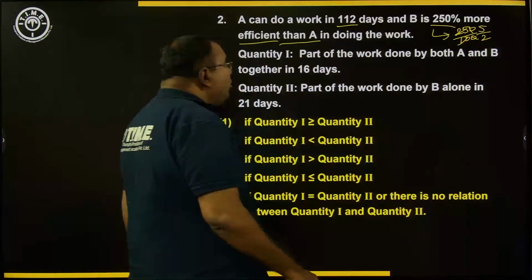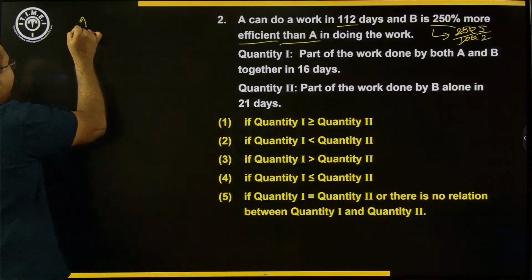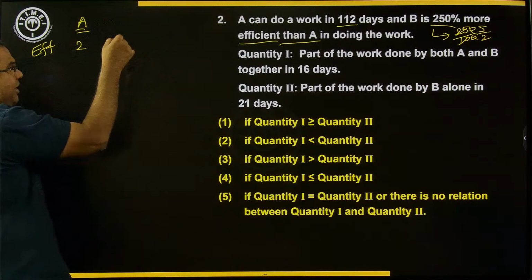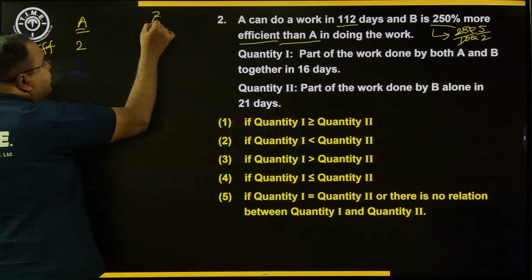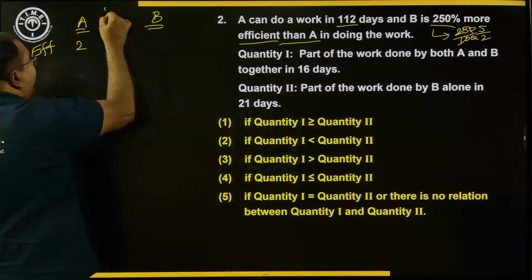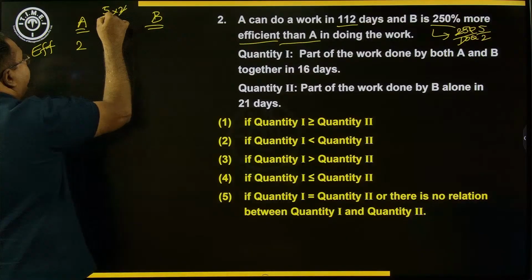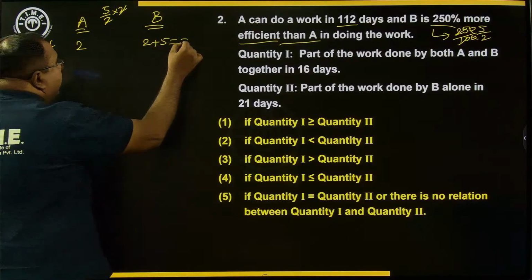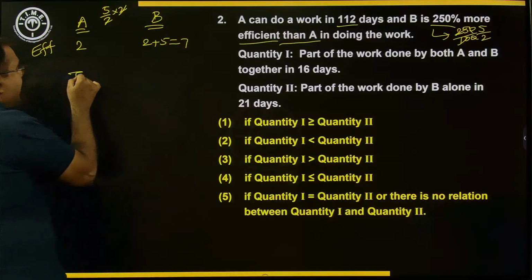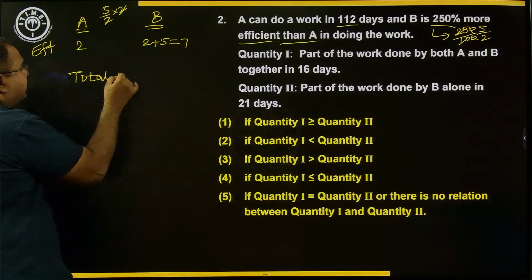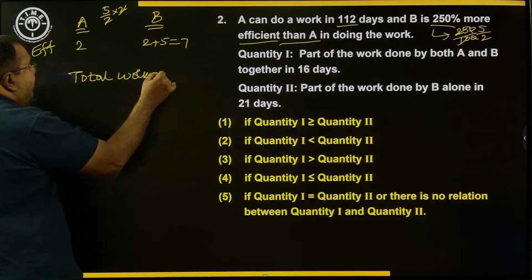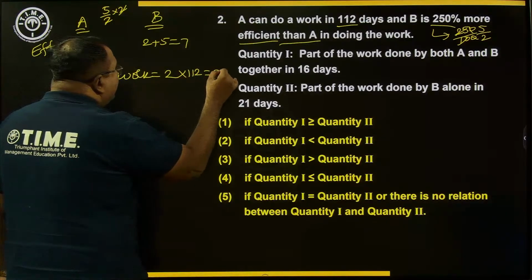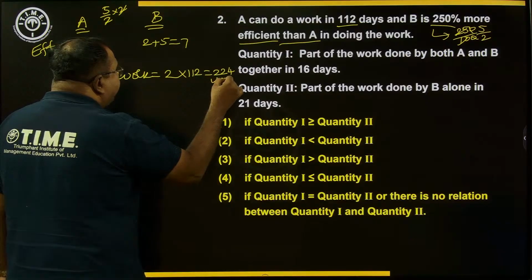It is nothing but 5 by 2 more. As it is 5 by 2 more, let me take rate of work or efficiency of A as 2 units. You can take any number, you can take X also. B has to be 5 by 2 more. 5 by 2 into 2, it has to be 5 units more. So 2 plus 5, it has to be 7 units. Right? So what is my total work? A can complete the work in 112 days. So per day he will do 2 units. That's the efficiency. Multiplied by 112, it has to be 224 units total work.